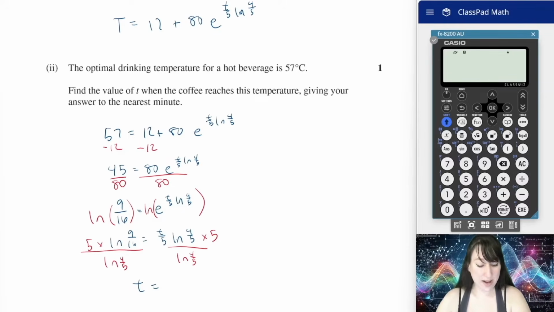So let's calculate 5 times ln of 9 over 16 divided by ln of 4 over 5. To the nearest minute, that is 13 minutes.